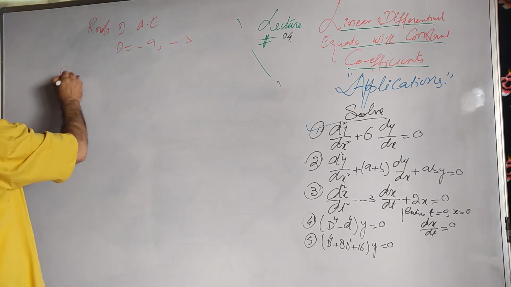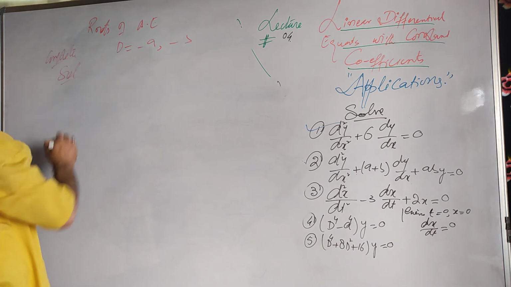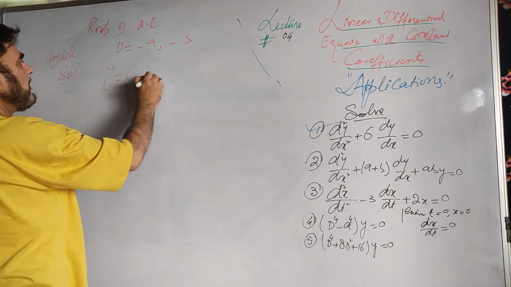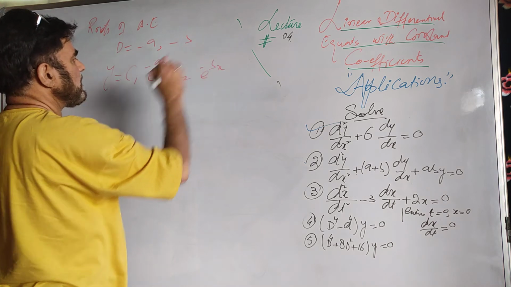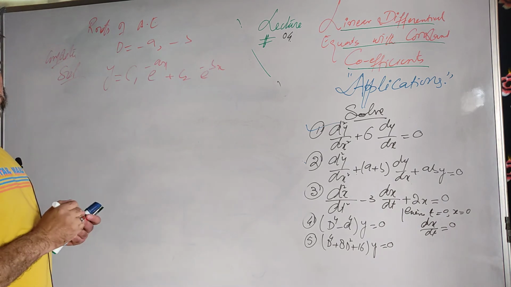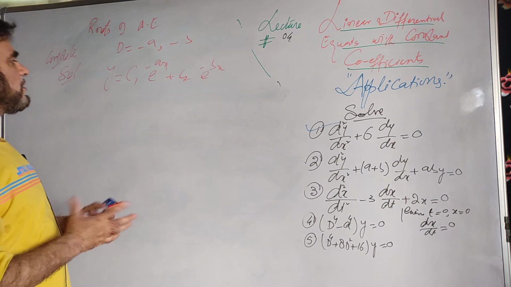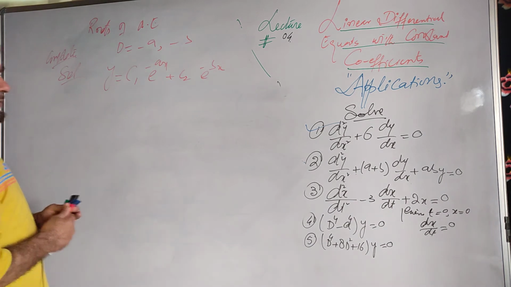What is the complete solution? Sometimes we say complete integral. It is y = c1 e^(-ax) + c2 e^(-bx). Because it was of degree 2, we have to involve two different arbitrary constants, c1 and c2. This is the complete solution. Now we did this one.